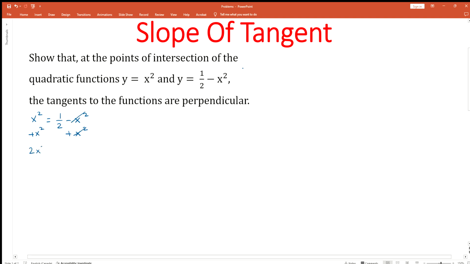X squared plus x squared is equal to 2x squared. Next, we should divide both sides by 2. We can write 1 over 2 as a division statement. Next, we can change this division statement into a multiplication statement. The denominator of 2 is 1, so we should flip the fraction 2 over 1 to 1 over 2.